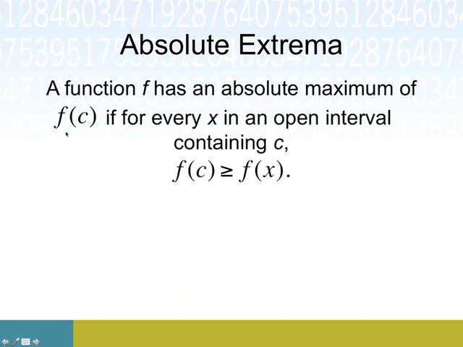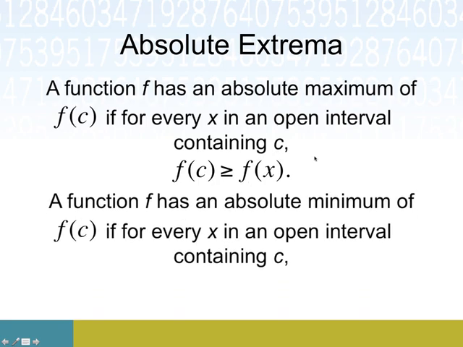There's the actual output. f of c is the maximum thing. The input c is the value that gets us there. So f of c is an absolute maximum if it's larger than or equal to every other value in this interval that we're considering. So an absolute minimum is the same deal, except for minimum, of course. So now we just reverse the direction of this inequality. So now instead of f of c being greater than every other point, f of c is now less than or equal to every other point.